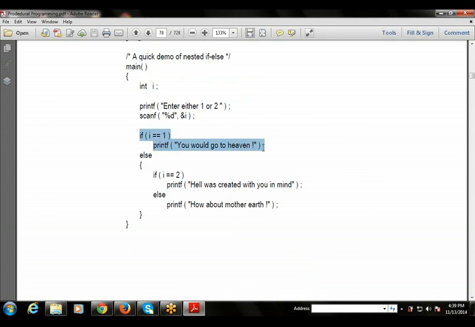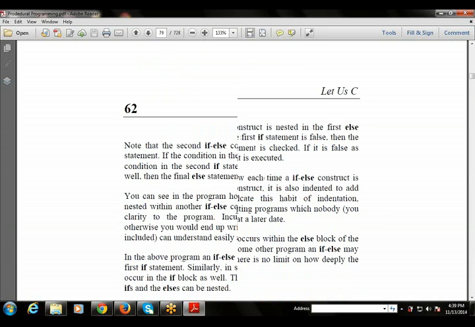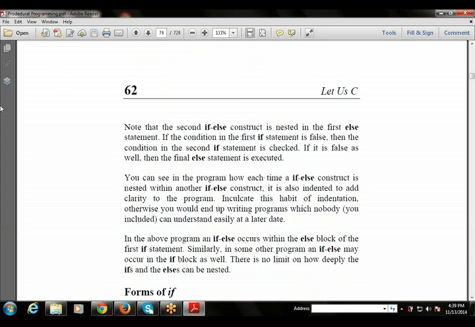So if the condition is true, well and good, print this output. Otherwise, check the condition. If it is true, then print the output. Otherwise, print this output. You can see in the program how each time an if else construct is nested within the if else construct. It is also important to indent. Indent means giving the proper right margin to add clarity to the program.